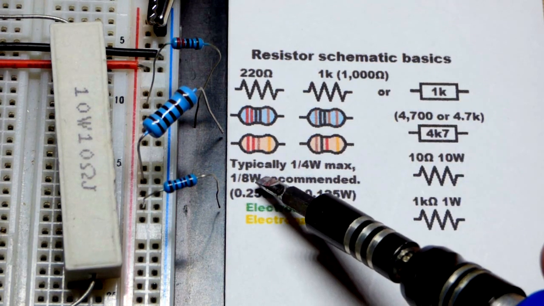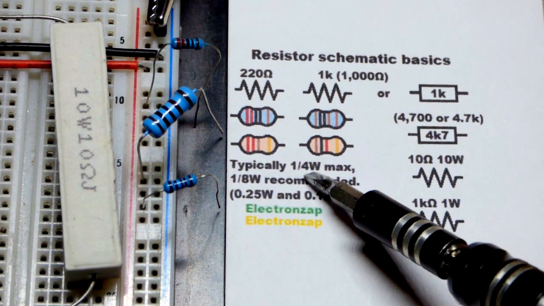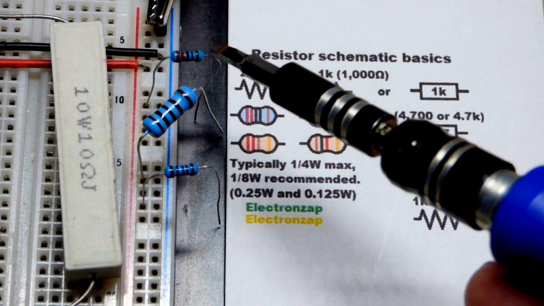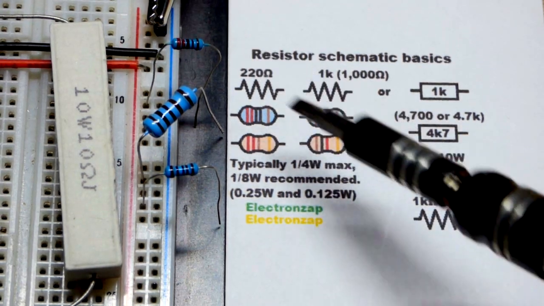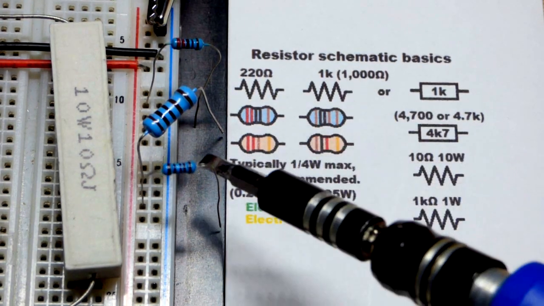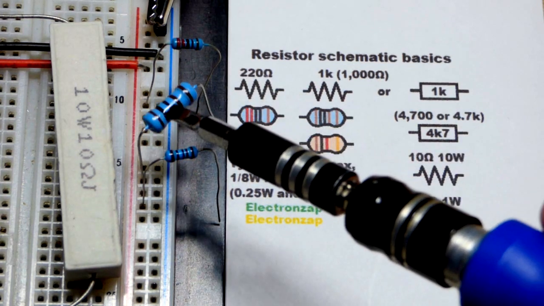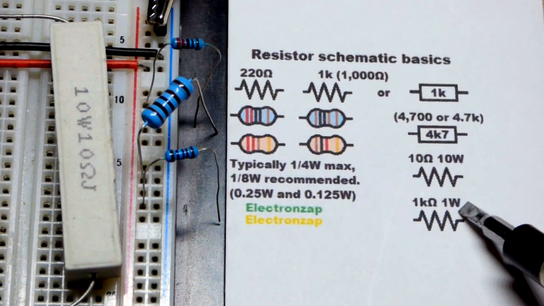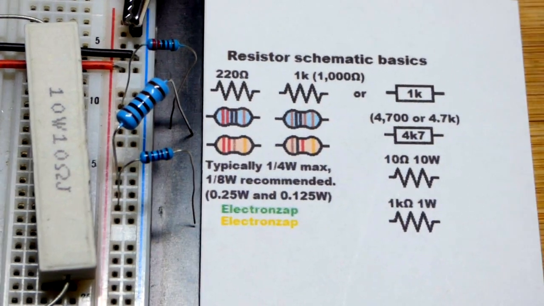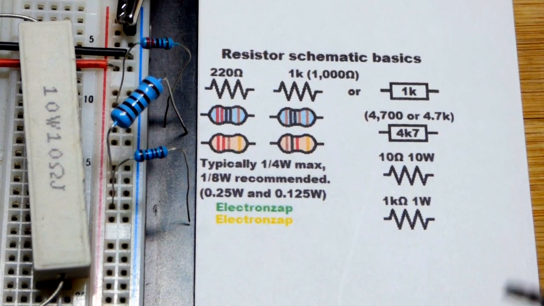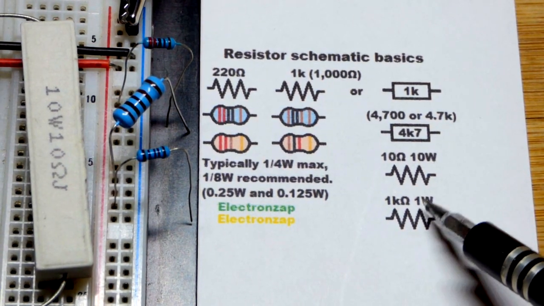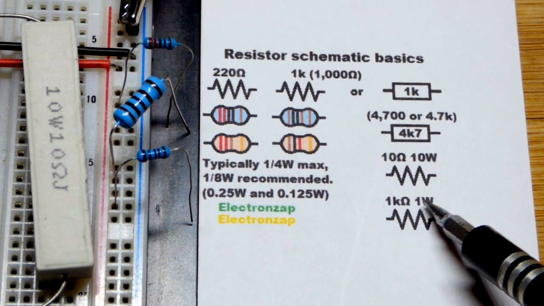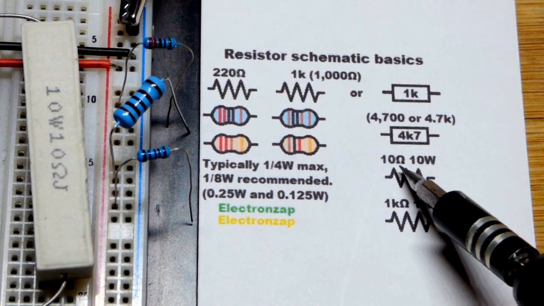So most resistors are quarter watt. So here are two quarter watt resistors. I have a 220 ohm up there and then a 1 kilo ohm right there. Here's a 1 kilo ohm resistor rated for 1 watt. So when you need a higher wattage resistor, the schematic symbol should tell you that. 1 kilo ohm, 1 watt, or whatever the resistance is.